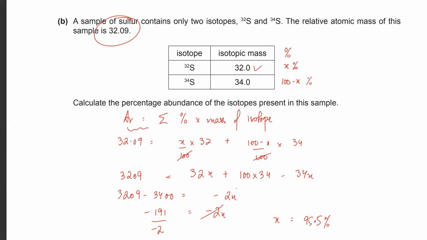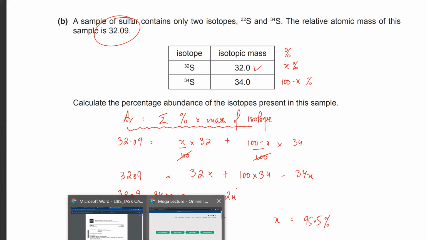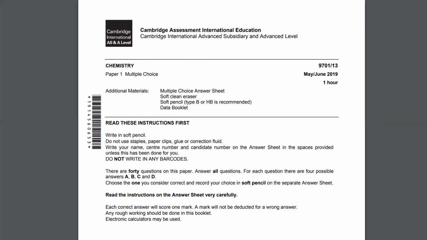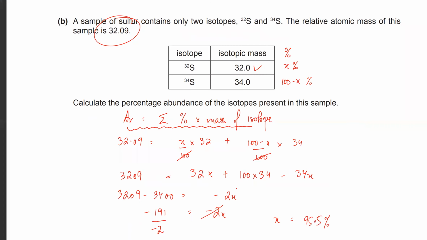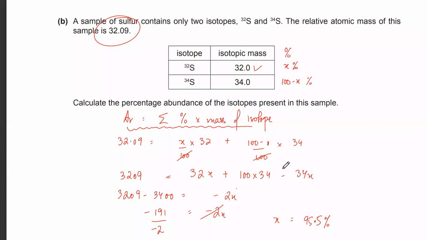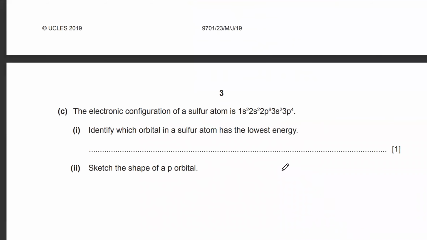Okay, so remember this formula. If you want to calculate the average, it's the isotopic mass multiplied by the fractional percentage. Okay? Just 1 second, let me add this so that it opens up in time. Okay, let's go. That's the next one.